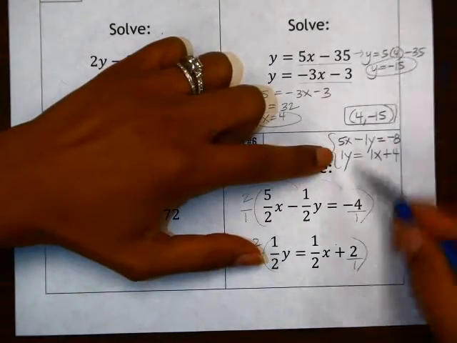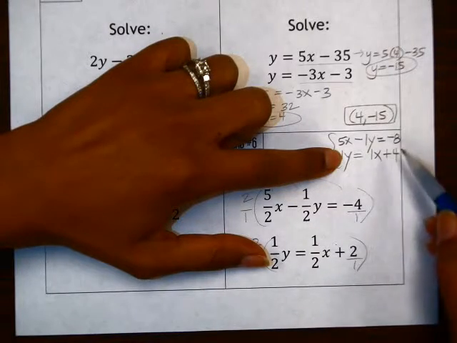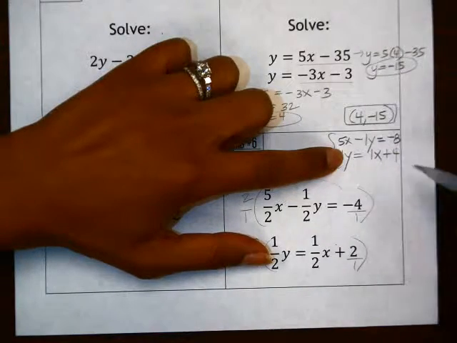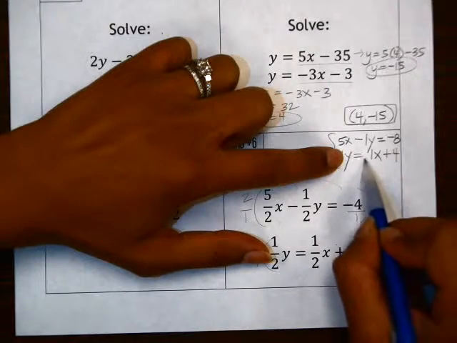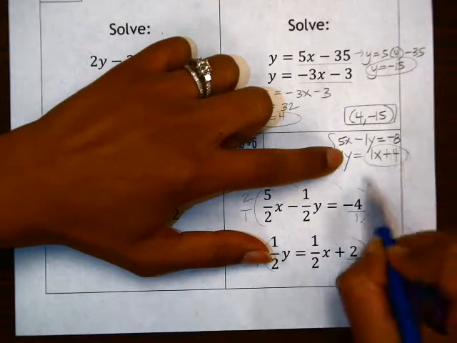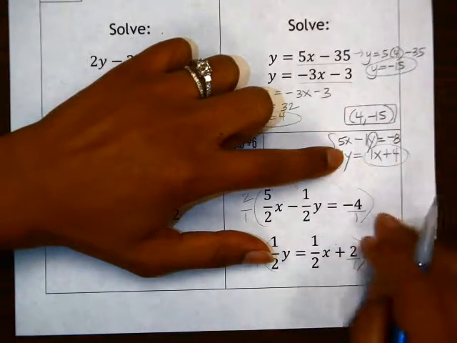In this system, we have a y that's isolated here, y equals x plus 4. In this system, it would be easy to use substitution. So I'm going to substitute x plus 4 into the y in this equation.